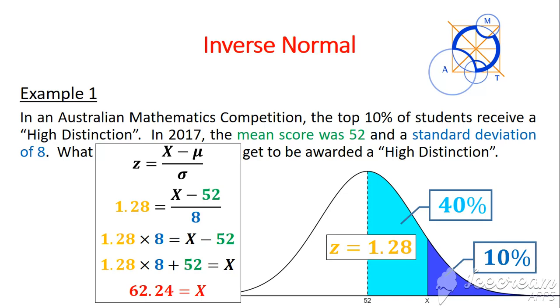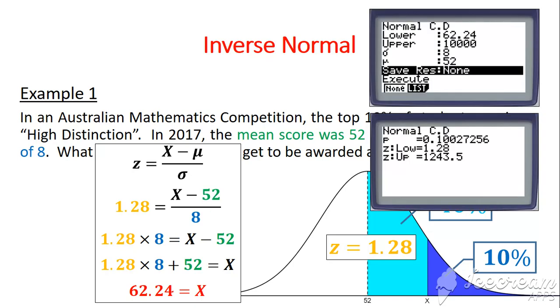Now that tells us any student who got a score greater than 62.24, maybe they got a score of 63, they are going to be in the top 10%. Now, in this exam, you need to show all this working. But what's great is once you do get an answer, you could use your graphics calculator and just quickly check to see if it does give you the right percentage of 10%.